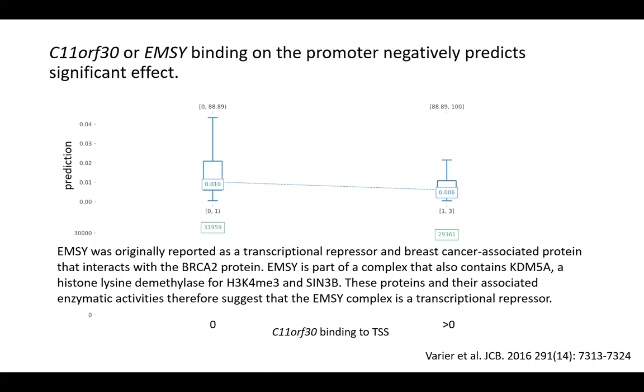And it was originally reported as a transcriptional repressor that is part of a protein complex that also contains KDM5A, which is a histone lysine demethylase for this activating methylation that is usually found in promoters. And this protein complex basically demethylates H3K4 trimethylation and suppresses gene expression. So it's a transcriptional repressor. So that makes sense, that when you have this gene bound to the promoter, it doesn't respond to the enhancer, blocking.